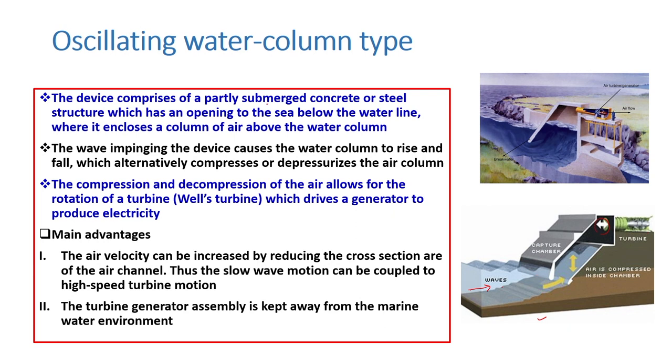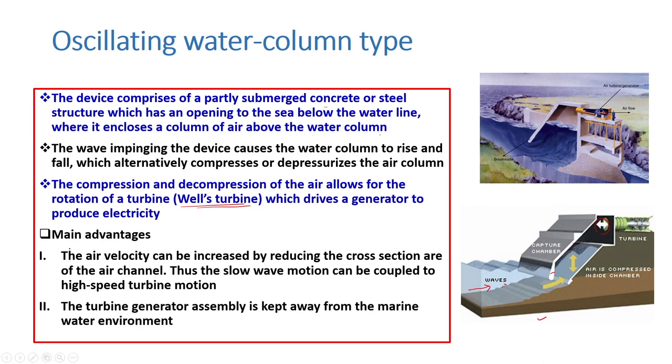The device comprises a partially submerged concrete or steel structure which has an opening to the sea below the water line, where it encloses a column of air above the water column. Water comes here and is not allowed to enter after a certain distance from the entry. The wave impinging on the device causes the water column to rise and fall, which alternately compresses or depressurizes the air column. The compression and decompression of the air allows for the rotation of a turbine, called a Wells turbine, which drives the generator to produce electricity.